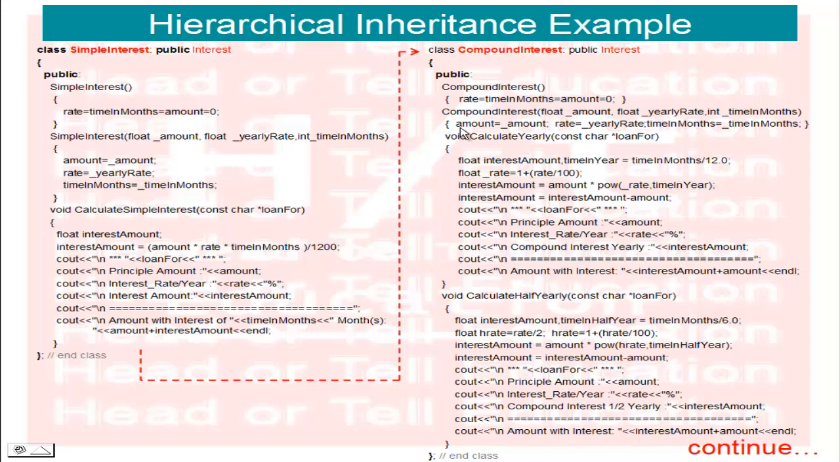Now, same like the 3 argument constructor of compound interest, passing the float amount, the float yearly rate and int time in months, and assigning the variables. Here I have created 2 public functions. First, to calculate interest yearly, compound interest yearly.